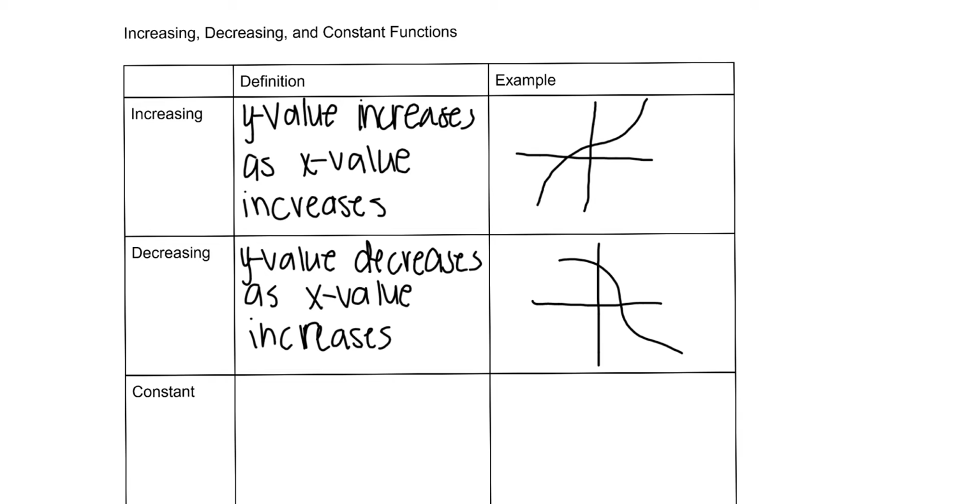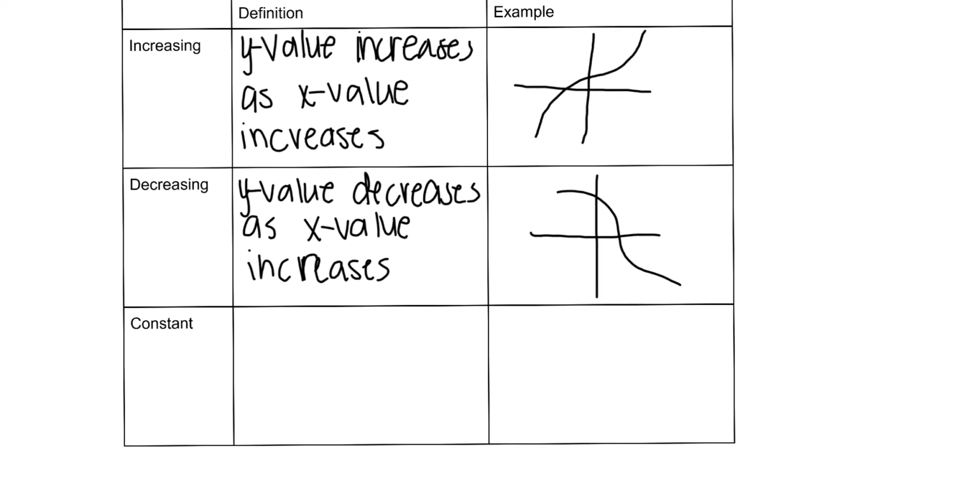The third type we can have is a constant function. A constant function is just a horizontal line. We saw that back in module 1, so just a horizontal line.